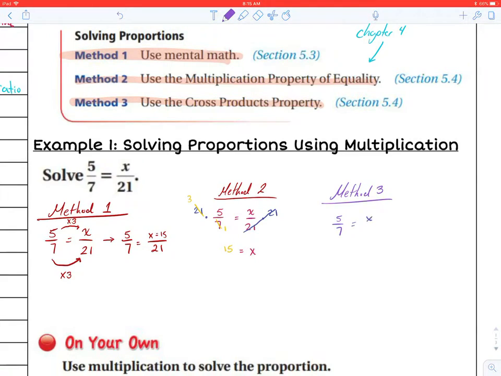Five is to 7 as x to 21. My favorite method, and I think the simplest method, is to cross multiply. So we're going to use the cross product property. We're going to multiply 7 times x, which is 7x. And then we're going to multiply 5 times 21.